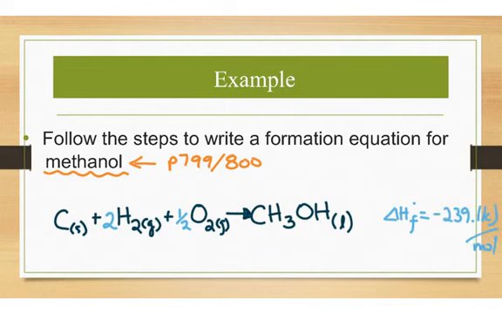I looked on page 800 to find this one. You'll notice the table is in alphabetical order by name, but if you don't know the name of something, you can also look by formula, so it's very convenient that way. And the value here is negative 239.1 kilojoules per mole.